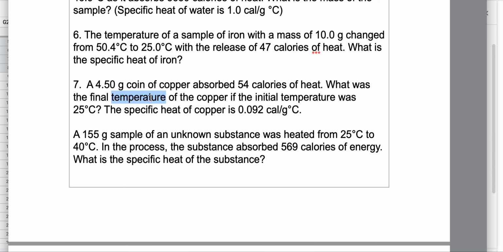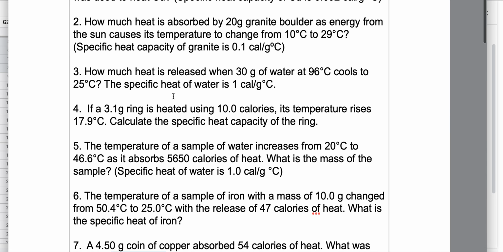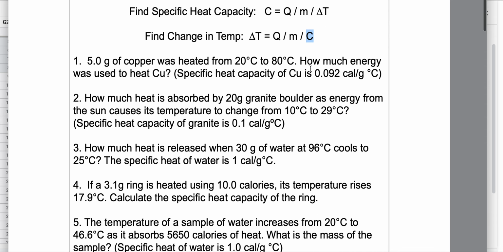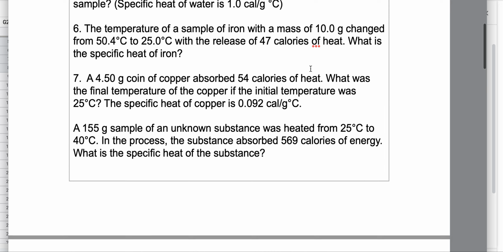Well, we have to find the change in temperature first. So here's what we got to do. We got to take the heat divided by the mass divided by the heat capacity. Okay? I'll give you all these formulas when you need them. So let's come down here.